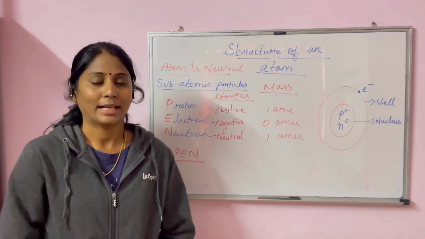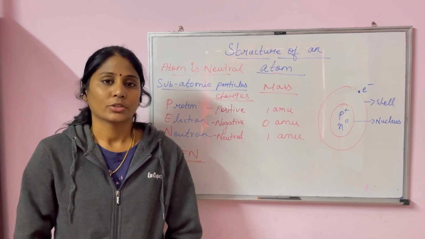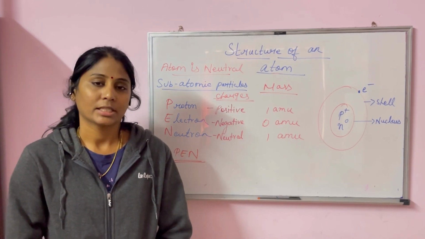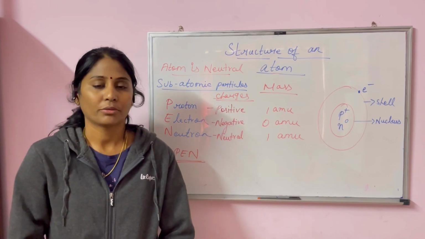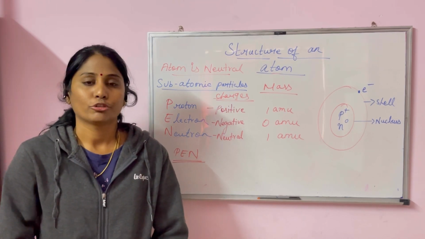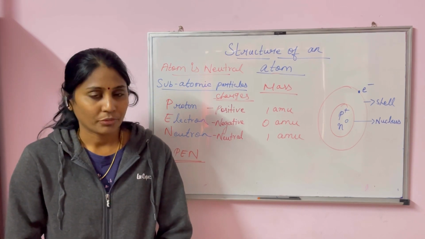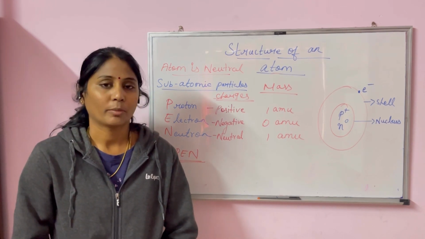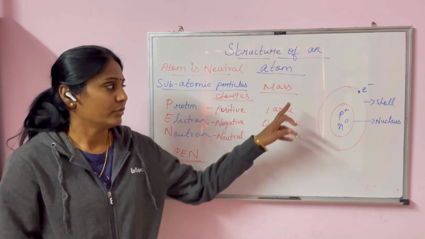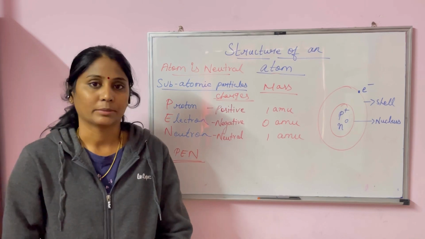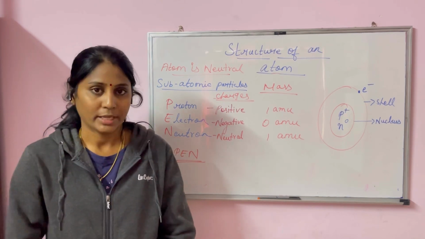Let's conclude the class by summarizing the lecture. So today we discussed the structure of an atom. In that we discussed the subatomic particles of an atom, that is proton, neutron and electrons, and their charges, and also the mass of the subatomic particles, and also we saw the atomic structure of an atom. So that's all about today's session.